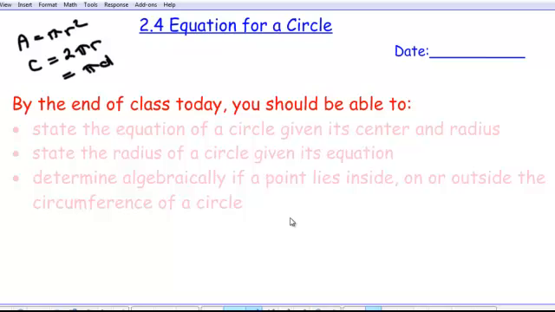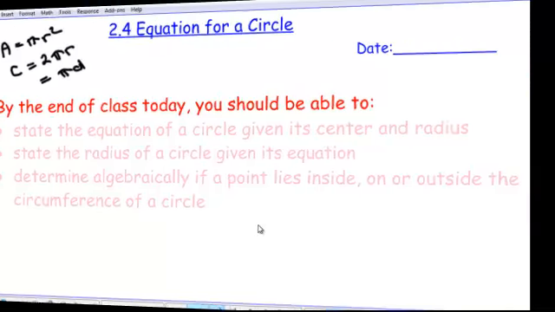By the end of class today, you should be able to state the equation of a circle if you know the center and its radius, state the radius of a circle if you know its equation, and determine algebraically if a point lies inside or outside or on the circumference of a circle. And there will also be some application questions.